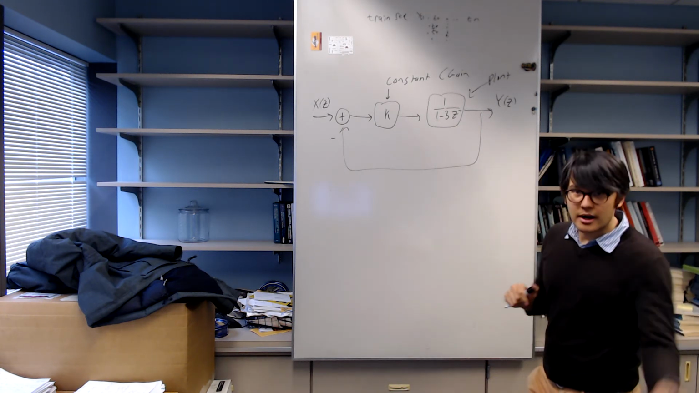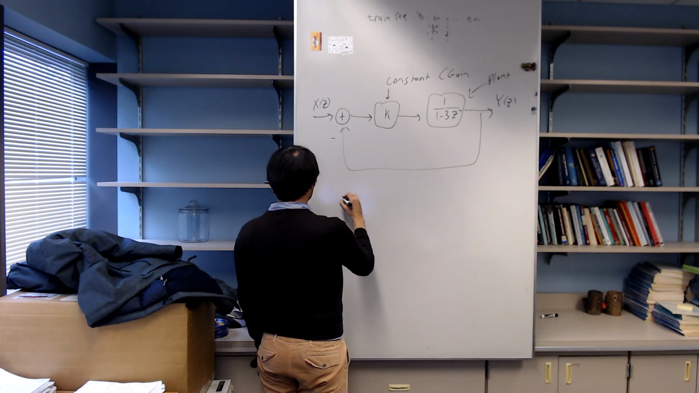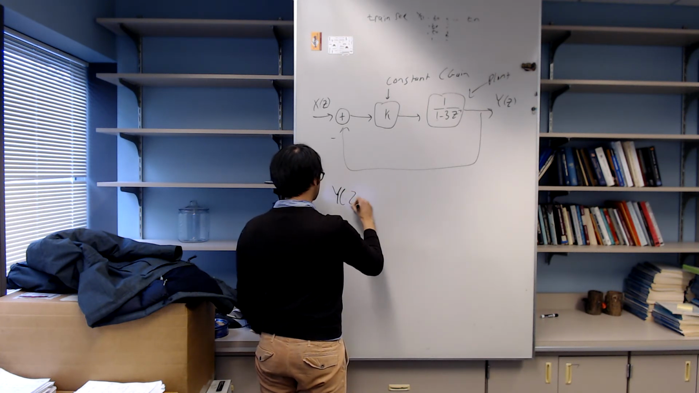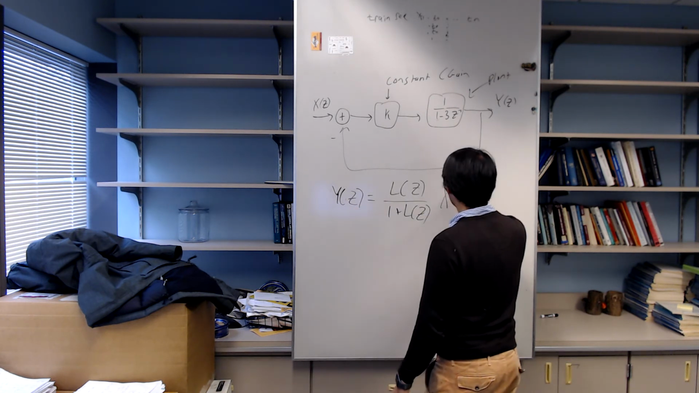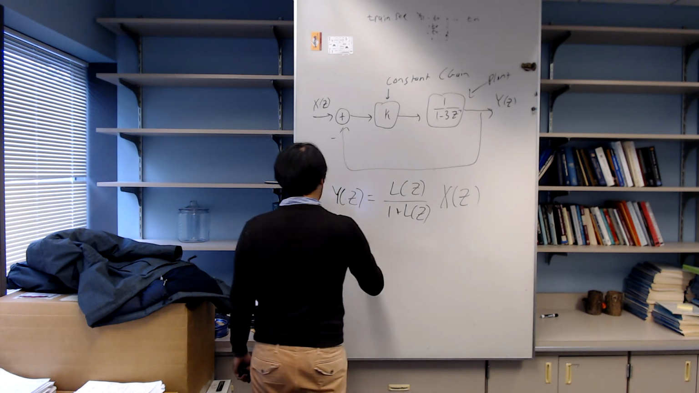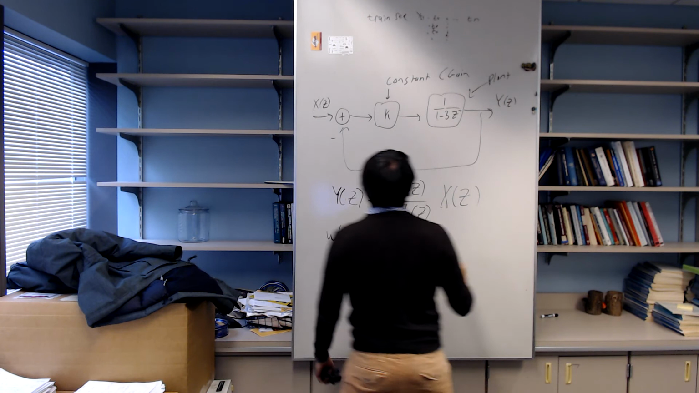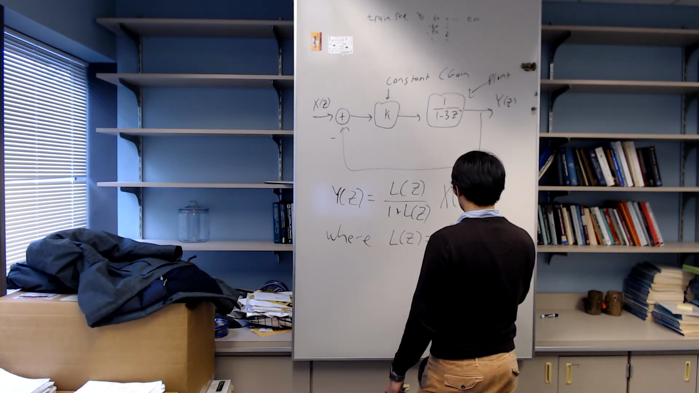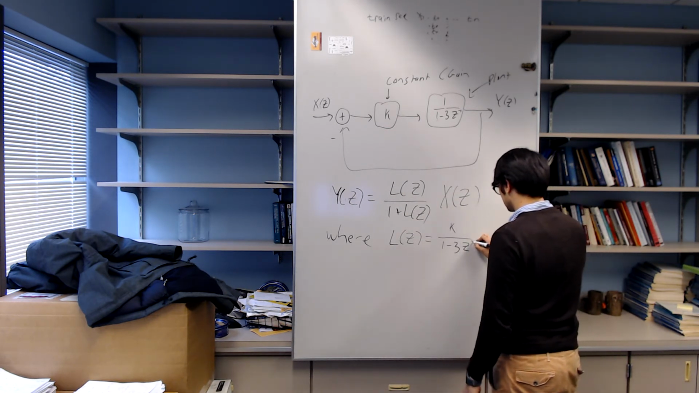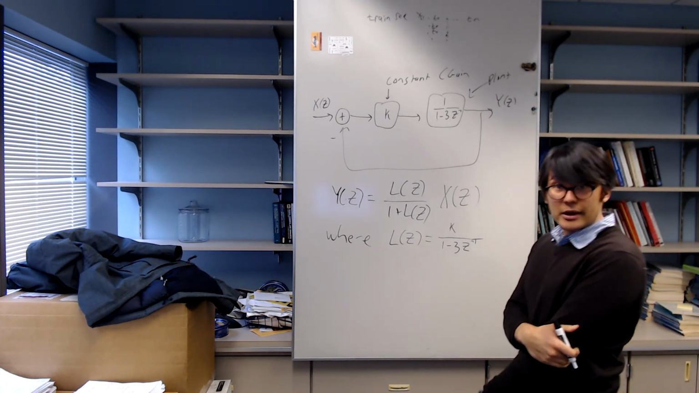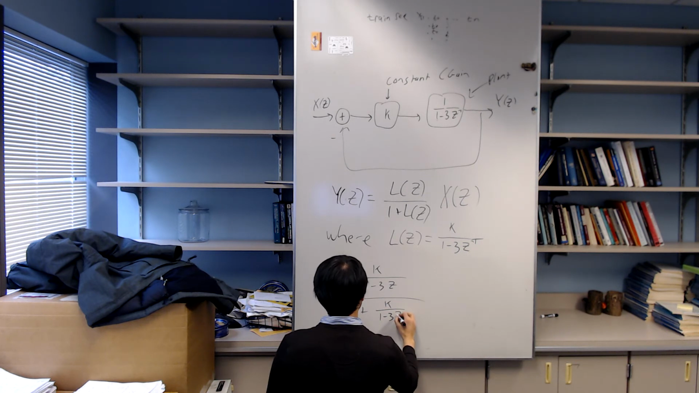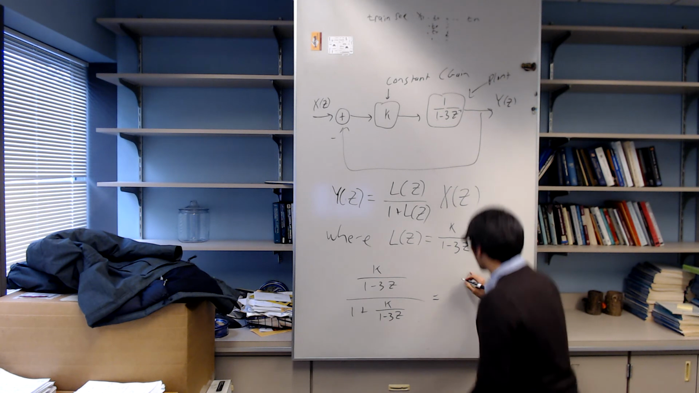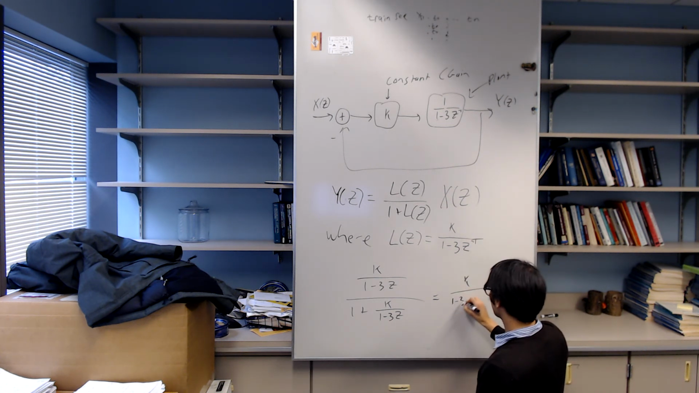Stop the video. All right, start the video. Now you're going to have, remember, y of z is equal to L of z over 1 plus L of z times x of z. So this is the transfer function where L of z is equal to k over 1 minus 3z inverse. So we can go and simplify that thing down, and similar stuff is going to happen. Okay, k over 1 minus 3z inverse over 1 plus k over 1 minus 3z inverse. And then we can go and pull this denominator down, and we get k over 1 minus 3z inverse plus k.